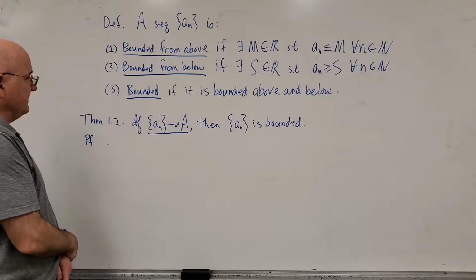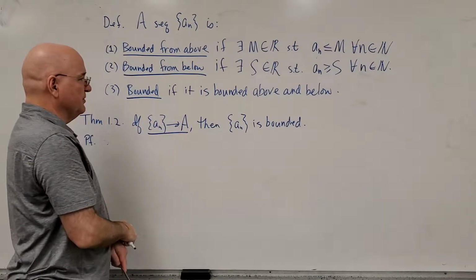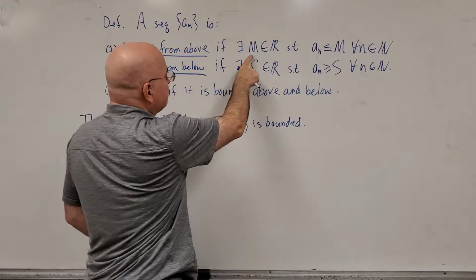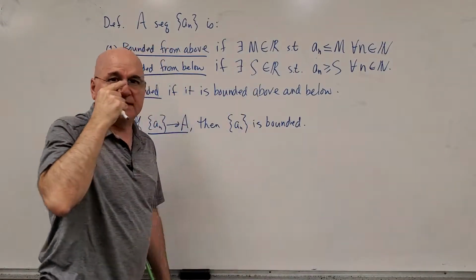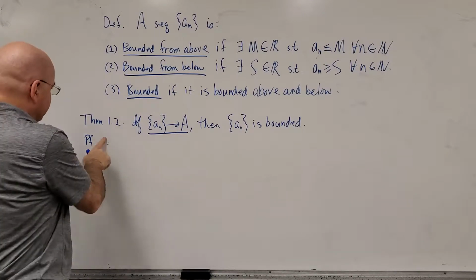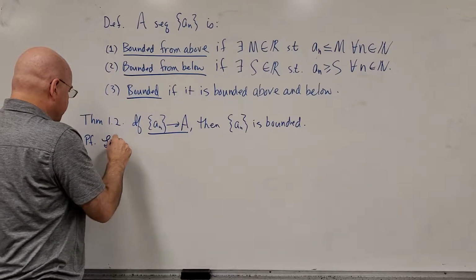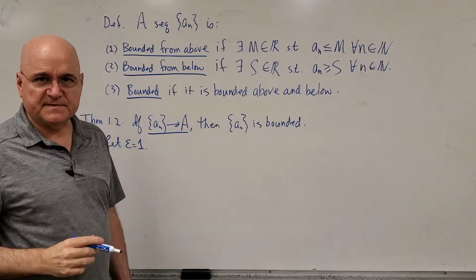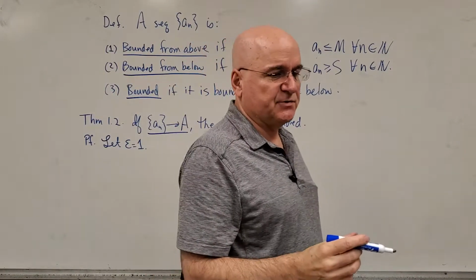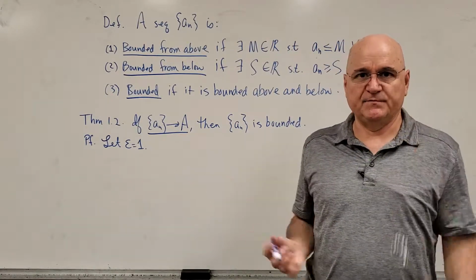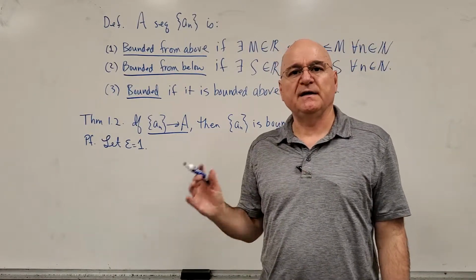All right, well, I know a_n converges to A, and then I need to prove that it's bounded, which, by the way, means I'm going to have to find the capital M and the capital S that work. Let's just start off with giving epsilon a value. It can literally be any positive number that you want it to be. I just chose one. You could choose a half, you could choose a million, it doesn't matter.